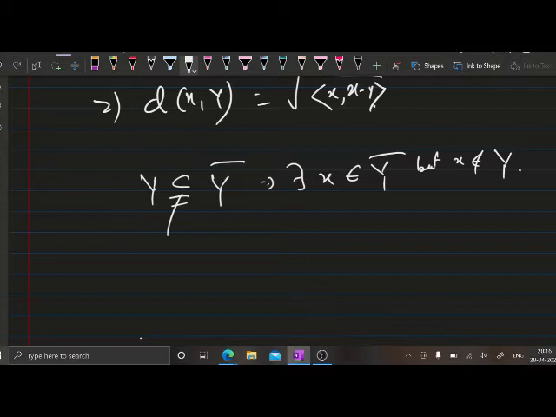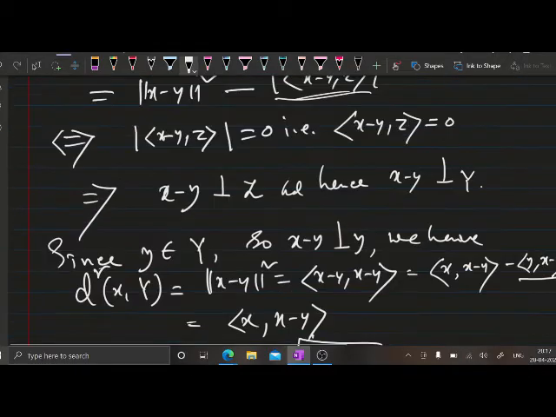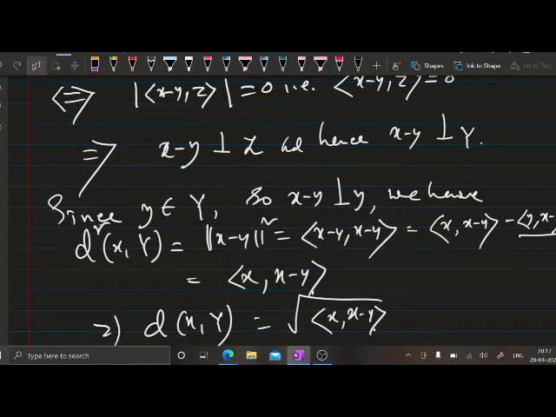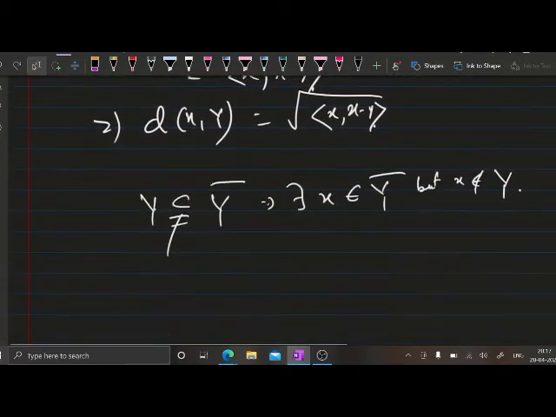And fact 3 says that it will guarantee the existence of the best approximation from a subspace Y of an inner product space X for any small x, but it gives you some method for finding it. That is, you are going to find out those y so that x minus y is orthogonal to capital Y. Okay.